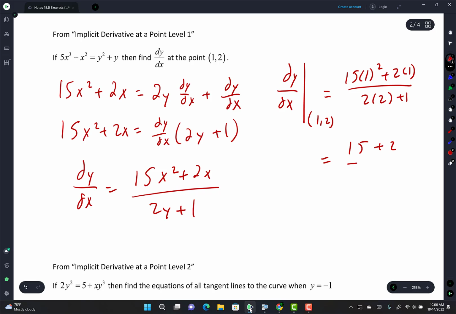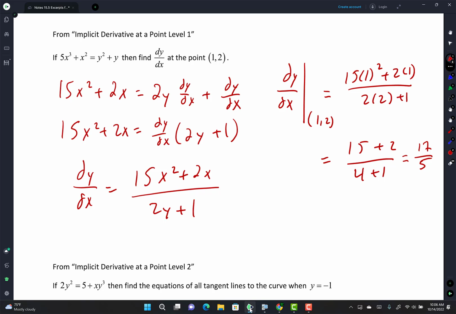15 plus 2 over 4 plus 1. I bet you can probably even write it like that and it'll count it right, because it doesn't say to simplify. But 15, 16, 17 over 5. There's my answer. How do we feel?